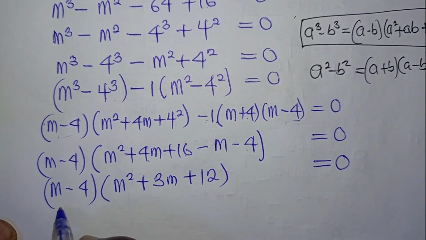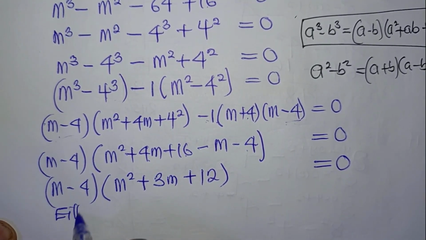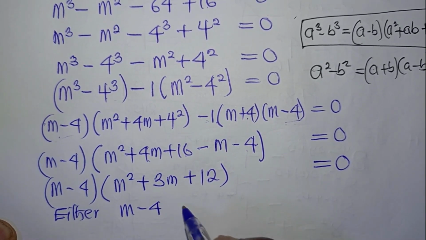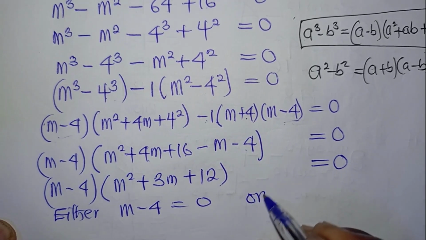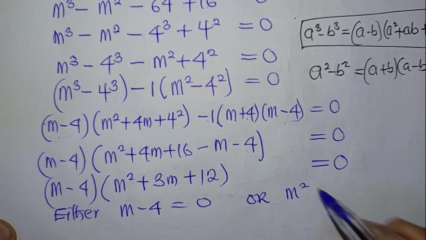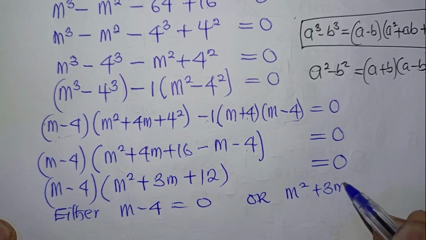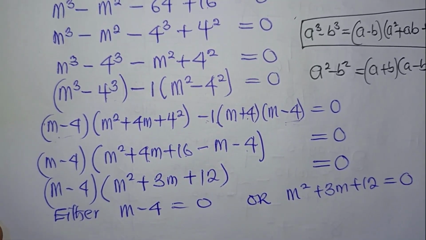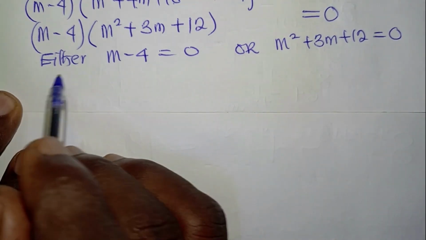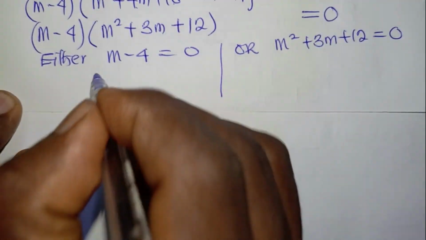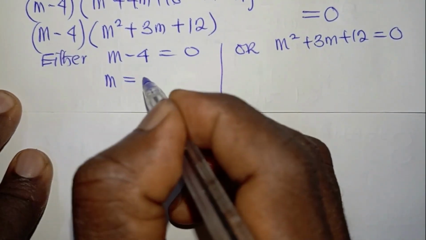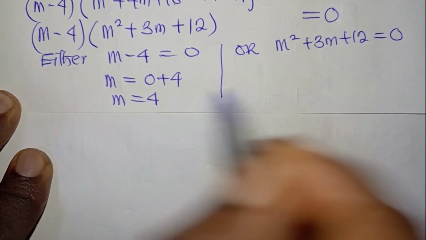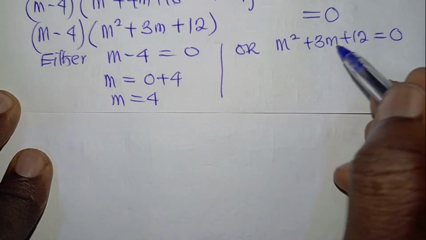Right. So you can see either m minus 4 is equal to 0 or m squared plus 3m plus 12 is equal to 0. So from here, we can see that m is equal to 0 plus 4. Therefore, m is equal to 4. Now from this side, this is a quadratic equation.